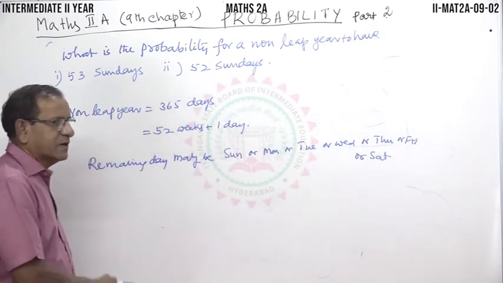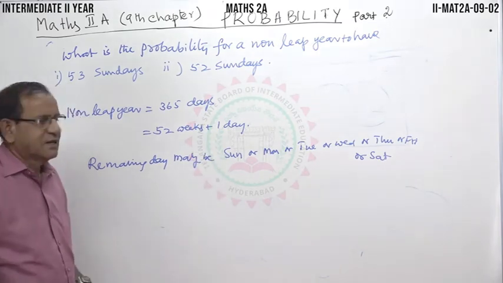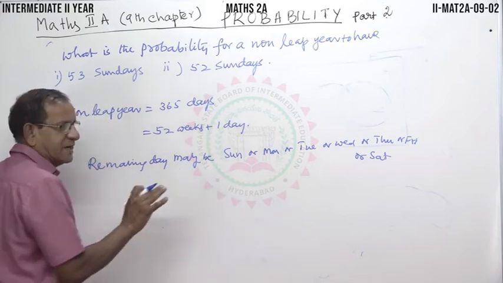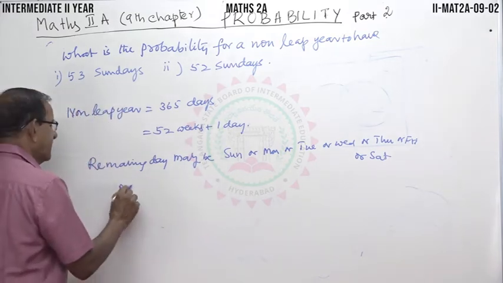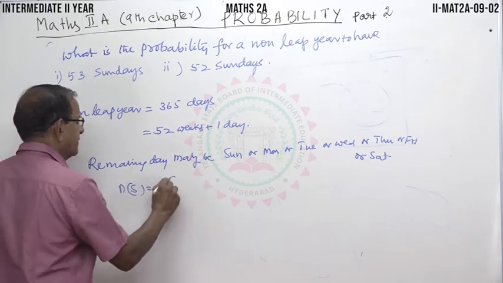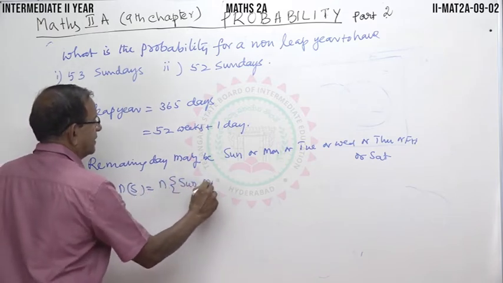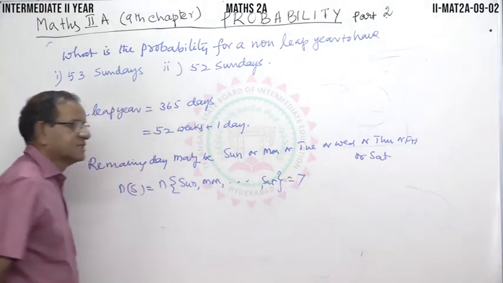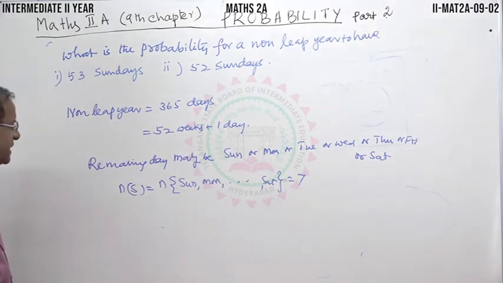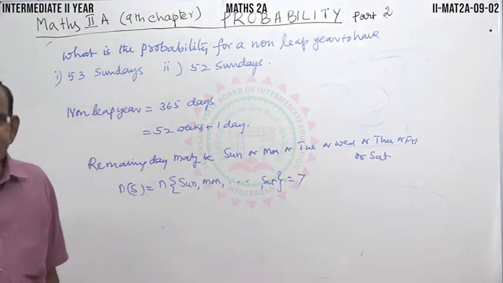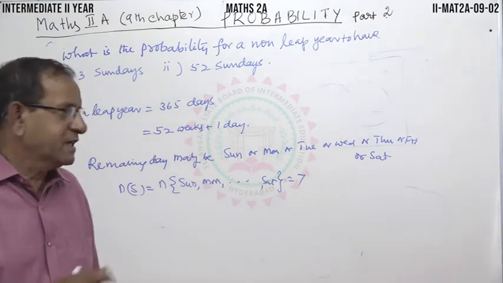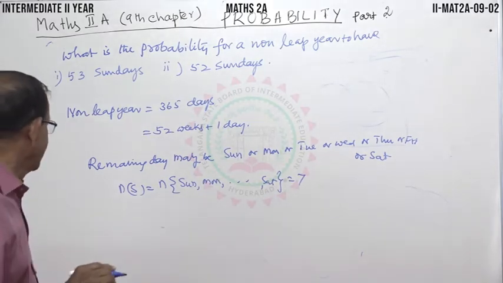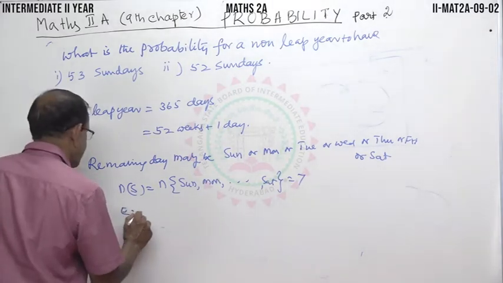That means what are the possible outcomes for that day? There are 7 possibilities. That's why the sample space contains 7 sample points. That is n of S is equal to n of Sunday, Monday, like that, Saturday. Total 7 sample points are there. Now let us consider the event E in which the remaining day is Sunday. Then only you will get 53 Sundays.